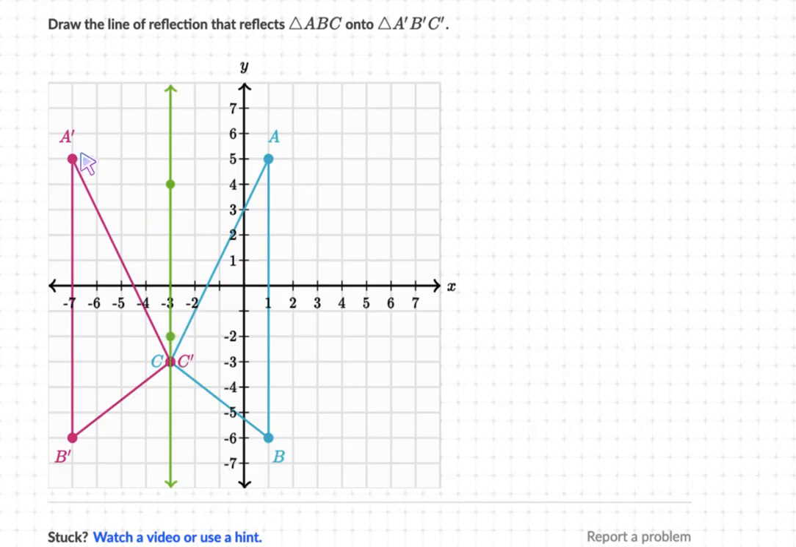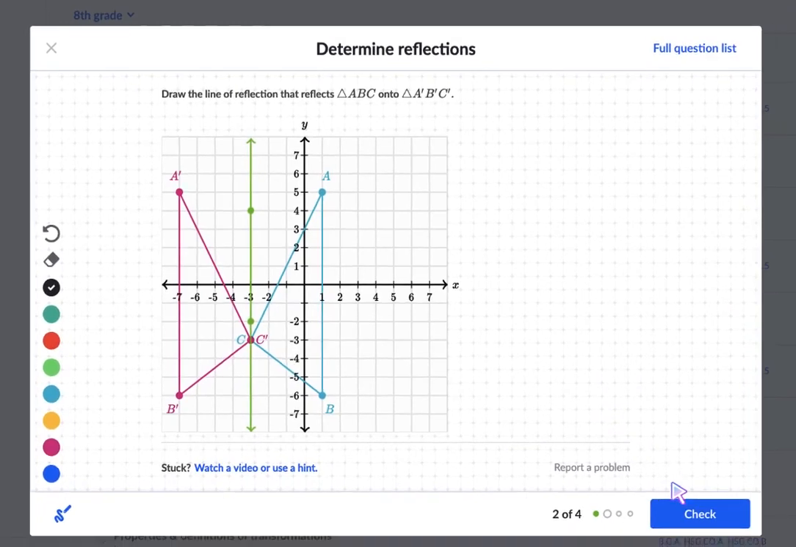You can double check it with your corresponding A points. A prime is 1, 2, 3, 4 spots away from the line of reflection. A is 1, 2, 3, 4 spots away as well. The B's are 1, 2, 3, 4, and 1, 2, 3, 4. So it is smack dab in the middle between my two images. And then again, C and C prime just are the same. They never moved because they were exactly on the line of reflection.